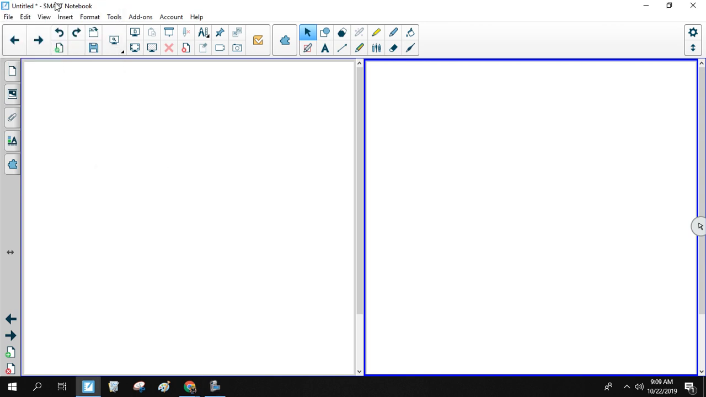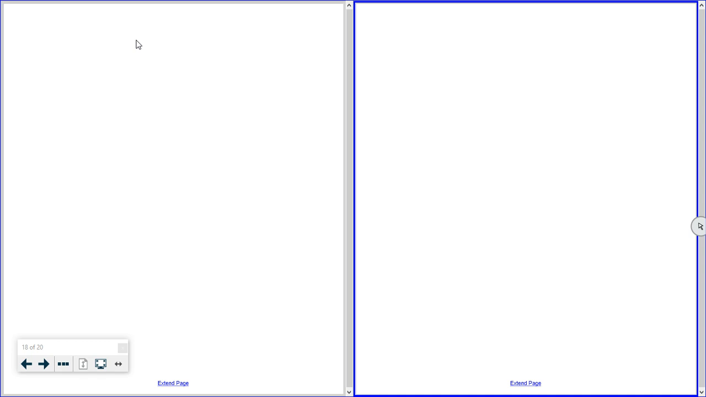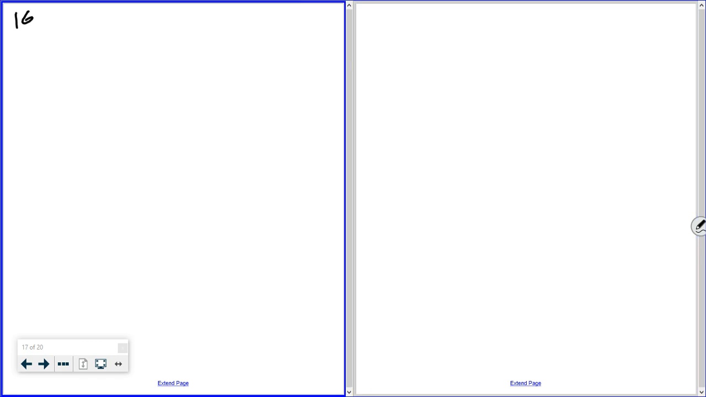So problem number 16 on worksheet 3.4 is all about air resistance. Before we dive into number 16, a couple quick things. First of all, let me read through the problem. Okay, so what do we know about air resistance?